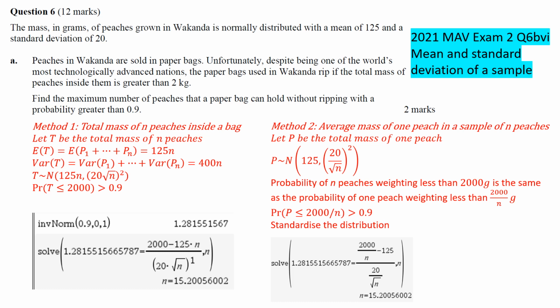So in this case, we are trying to investigate the distribution of peaches. And we know that the mean mass is 125 grams, and the standard deviation is 20 grams. And these peaches are packed inside paper bags, and we know that some certain paper bags can only withhold 2 kilograms maximum.